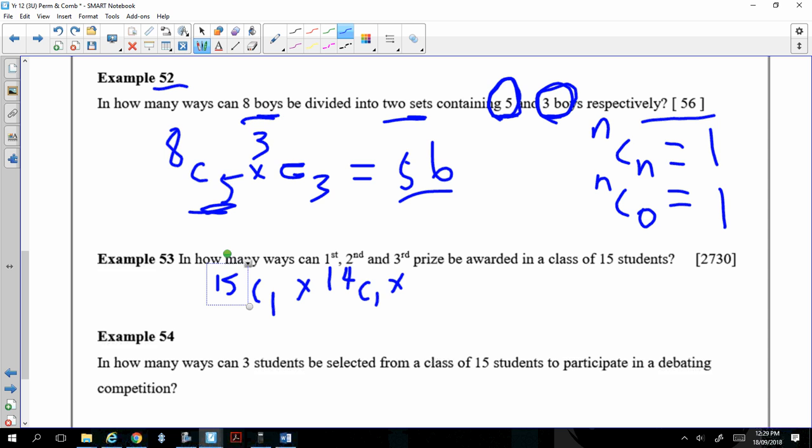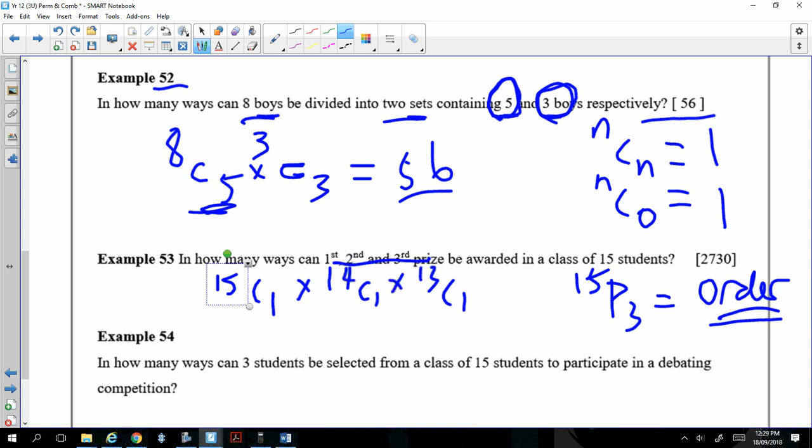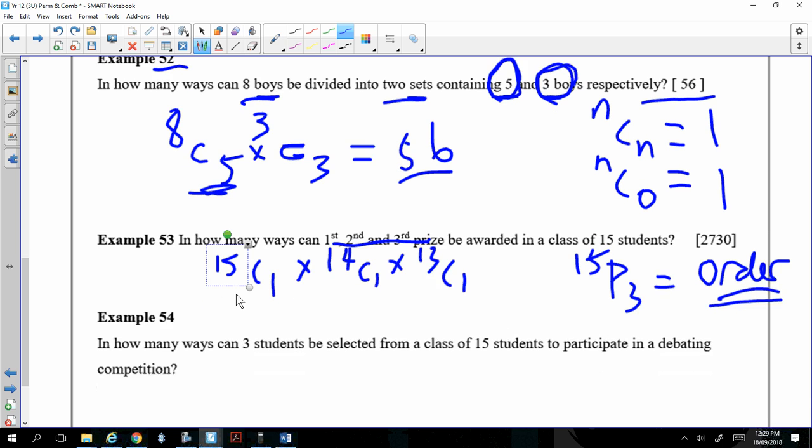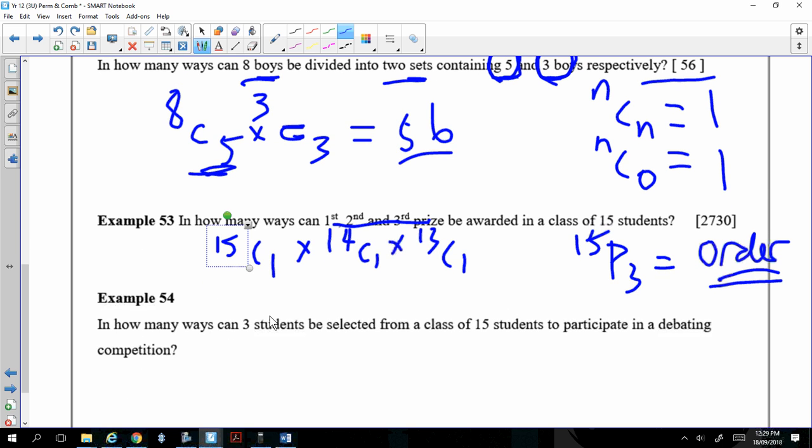Next one. In how many ways can 3 students be selected from a class of 15 to participate in a debating competition? What would the answer for this be? So in that case, doesn't matter which order, isn't it? So what would you do? You would do 15C3. You see the difference when the order is important and when the order is not important? You get C. Okay, good. I think we know how it works. C and P are different.